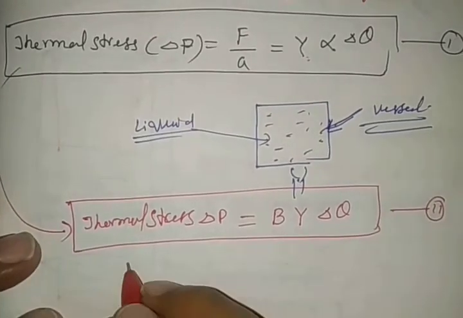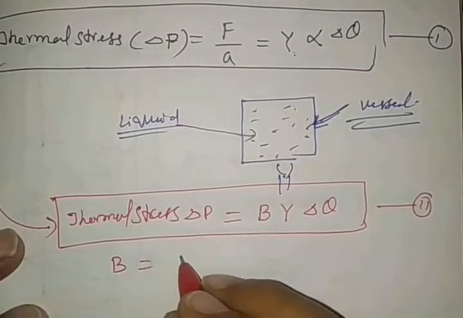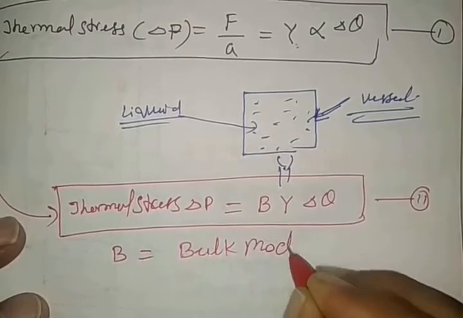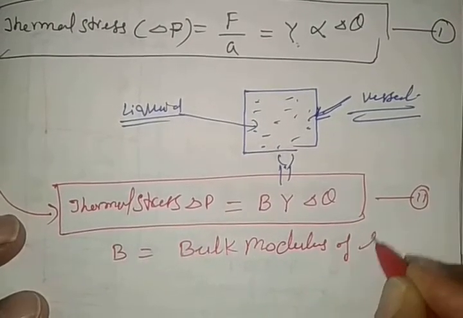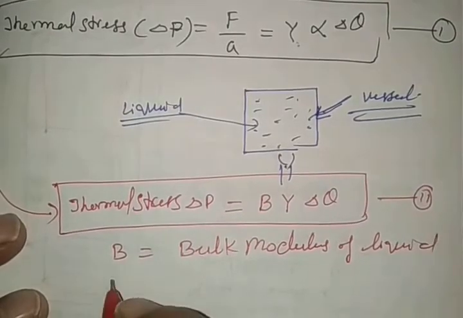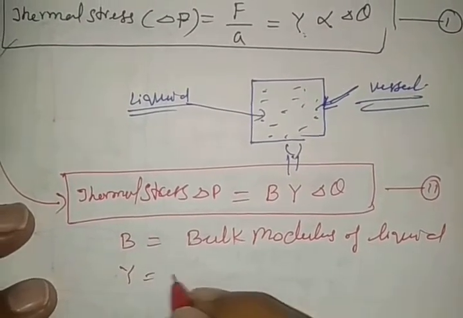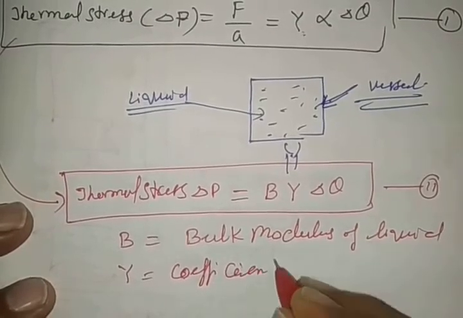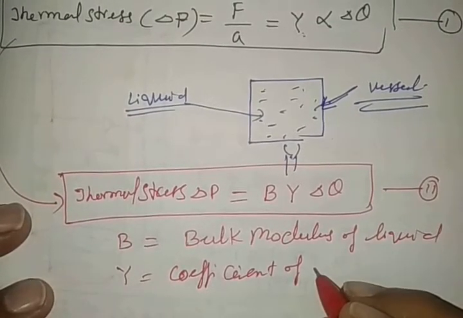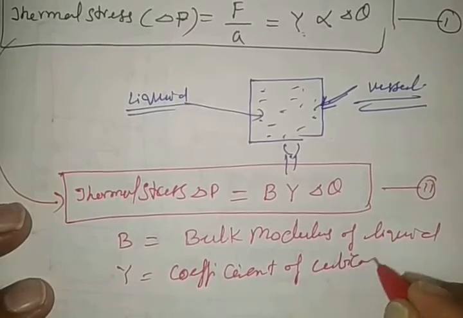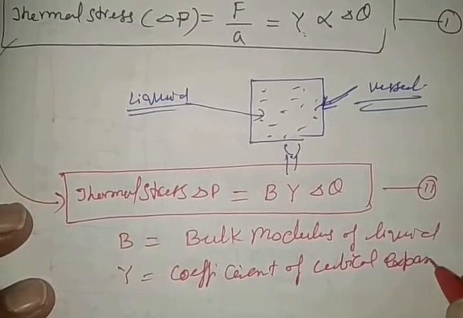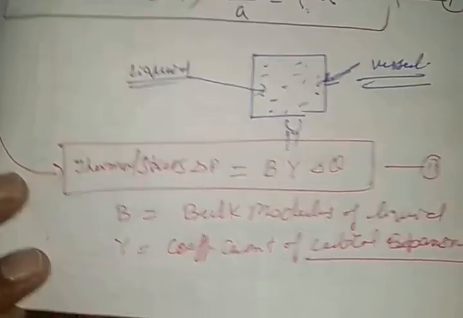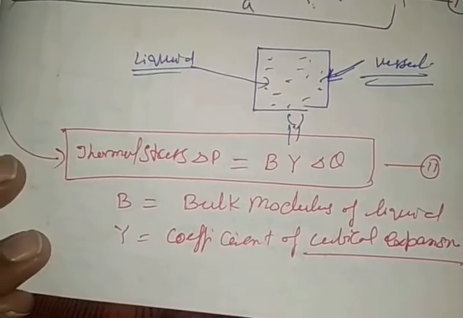Here see, in the symbols, B is utilized for the bulk modulus of the liquid, and gamma is the coefficient of cubical expansion. This cubical expansion is also called the volume expansion of a liquid.